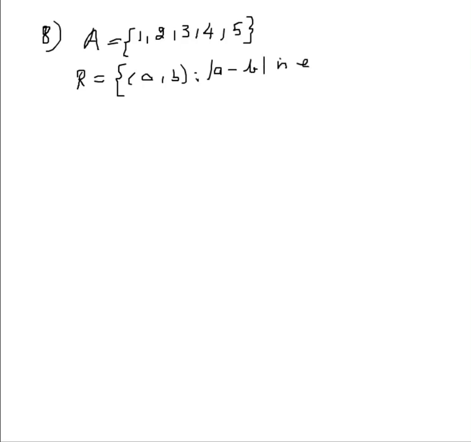Now question 8. Show that the relation R in the set A, so I am writing the given set on which the relation is defined. The relation is defined on the set {1, 2, 3, 4, 5}. And the relation R is equal to the set of all (a, b) such that absolute value of a minus b is even. We have to show that it is an equivalence relation. Okay, let us first prove the first part.